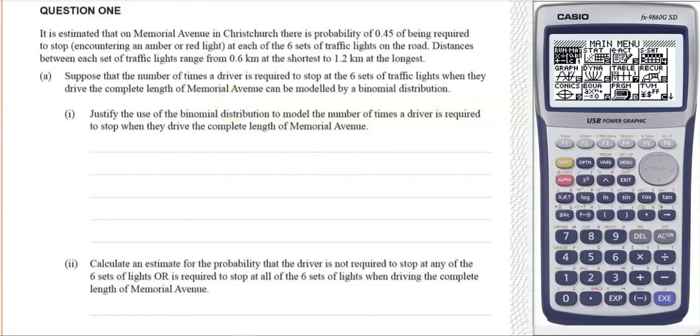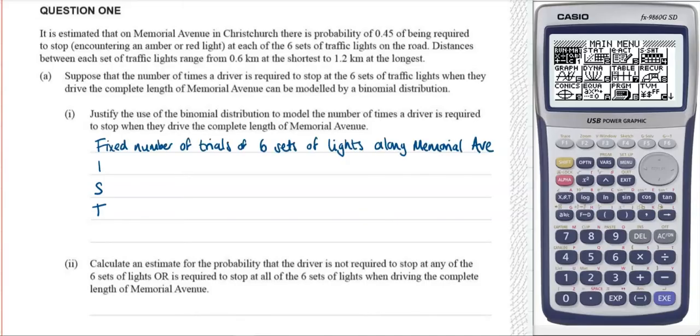acronym of FIST. So that means there's a fixed number of trials, the trials are independent of each other, the success probability remains constant, there are 2 outcomes that can be termed as true or false. So I'll fill those in context now.